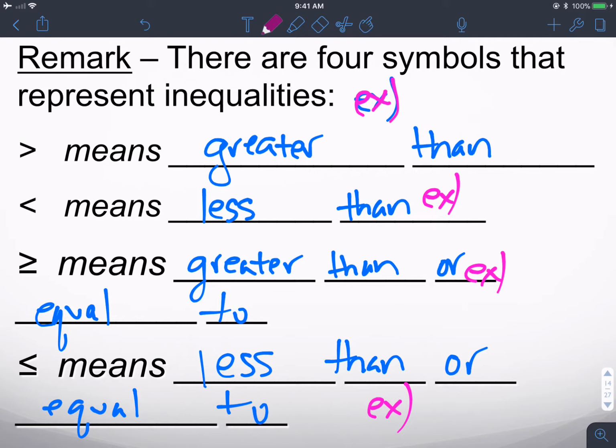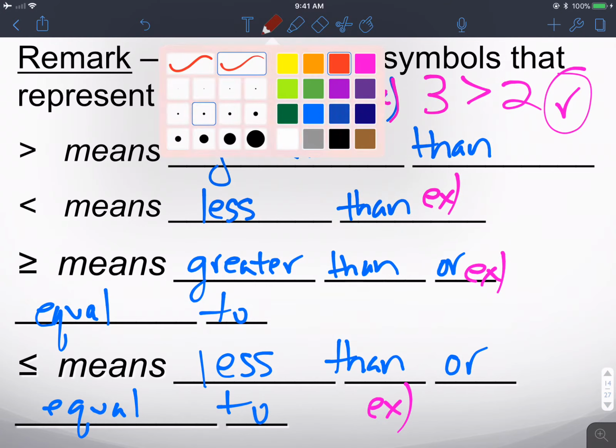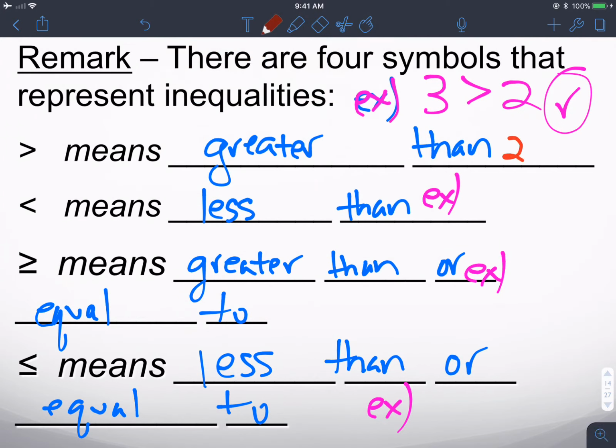All right, pick a number. 2. All right, 2. Pick a number greater than 2. 3. That was easy. 3 is greater than 2. Okay, true statement. If you had something like this, 2 is greater than 3. False.